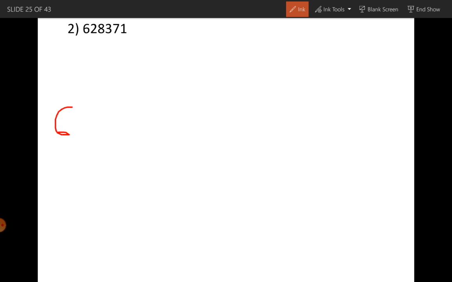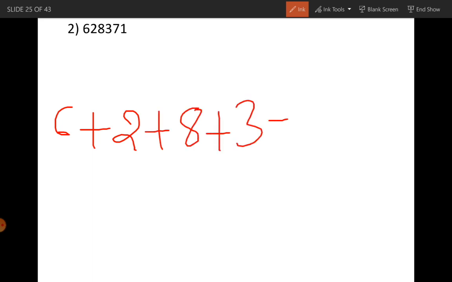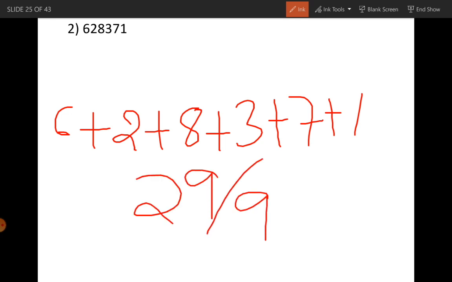6,28,374. 6 plus 2 plus 8 plus 3 plus 7 plus 4. 6 plus 2 is 8, 8 plus 8 is 16, 16 plus 3 is 19, 19 plus 7 is 26, 26 plus 4 is 30. And 29 is not completely divisible by 9. So this number is not divisible by 9.